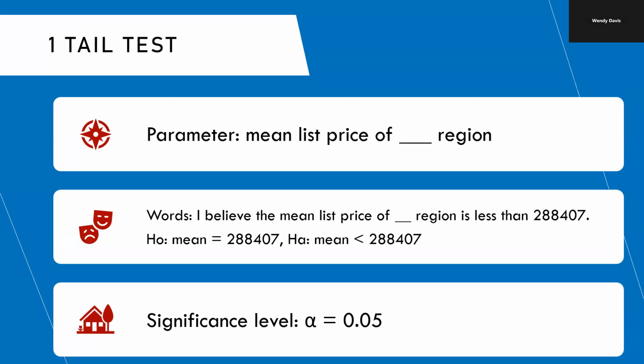Okay, the next section, one tail test. I'm just going through the template here. Once again, the parameter is the mean list price of blank region. Insert what region you chose. In words, I believe the mean list price of blank region is less than 288,407. And there's our symbolic H0 and HA again. Do not deviate from this. The significance level, alpha equals 0.05. Okay, you can type alpha, once again, Greek letters in Microsoft Word. Click Insert Symbol.